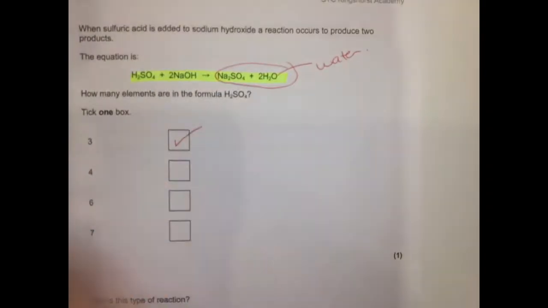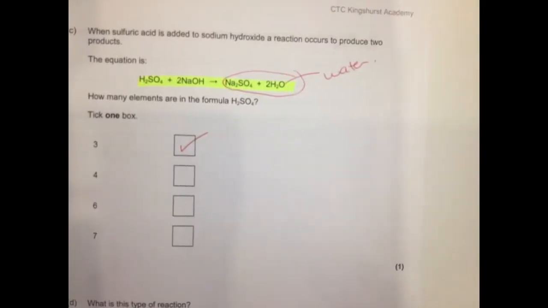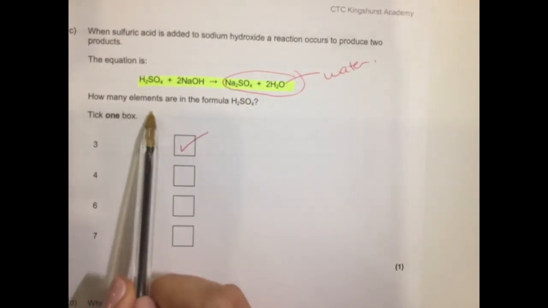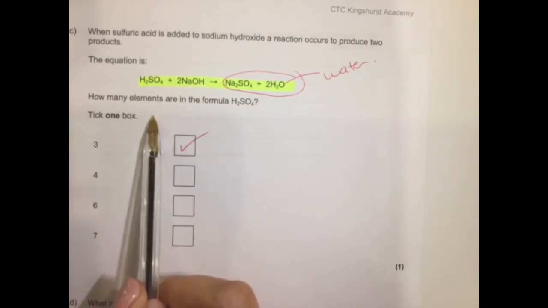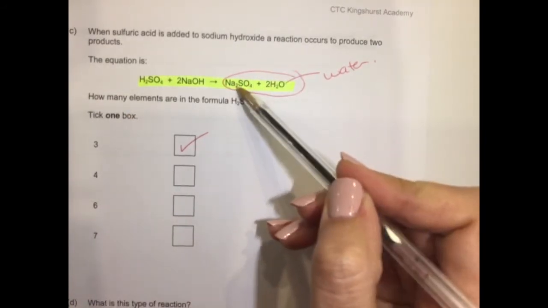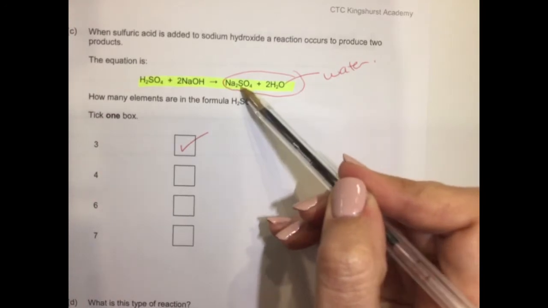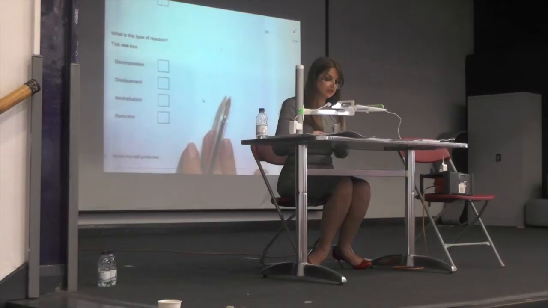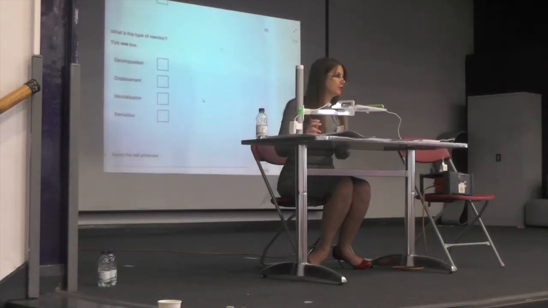3. Exactly. Did anybody get 7? It's fine if you did, because if you got 7, you've counted the atoms. They may give you a question that says how many atoms or how many elements? And atoms, you've got two sodiums, 1 sulfur, 4 oxygens. So that's 7. Okay, next one. We've got a reaction. It's an acid and an alkali, nice and simple. What's the answer?